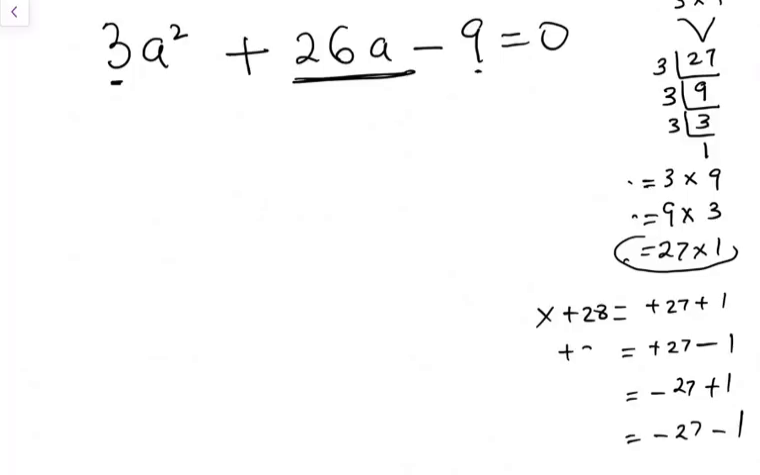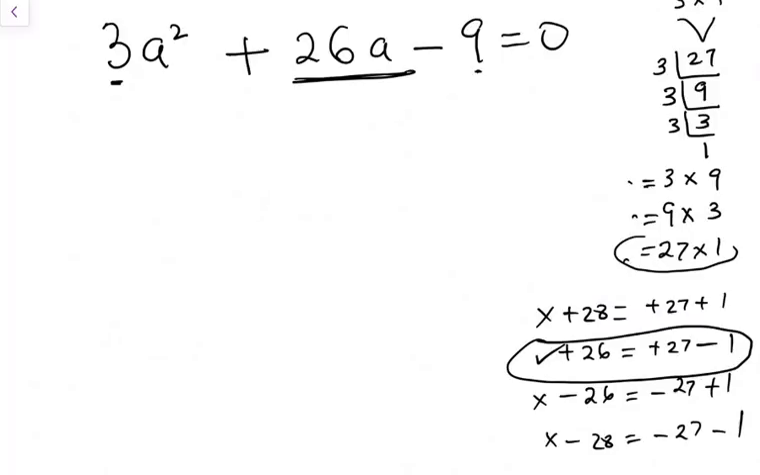That's plus 26. This fits our picture. And this will be minus 26, and this will be minus 28. None of this meets our criteria. The only one that fits our criteria is plus 27 and minus 1. So now we've seen what we are looking for.